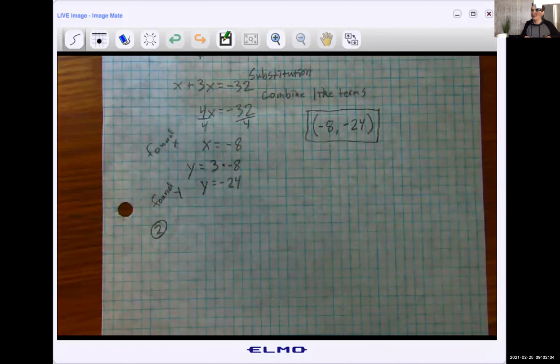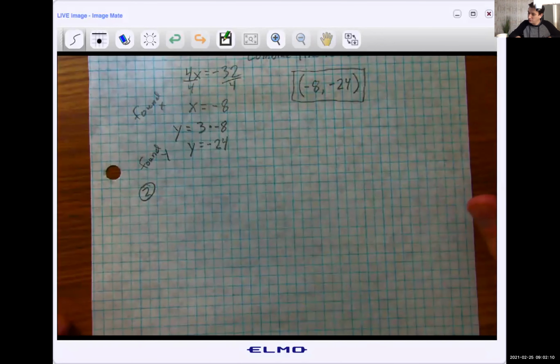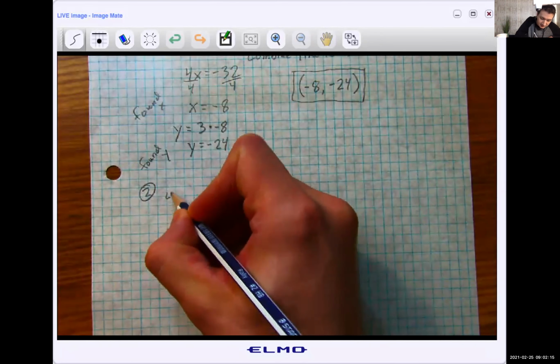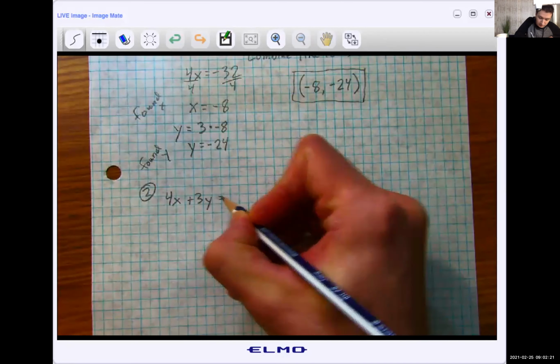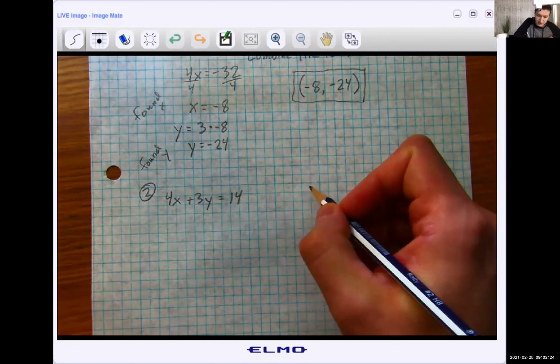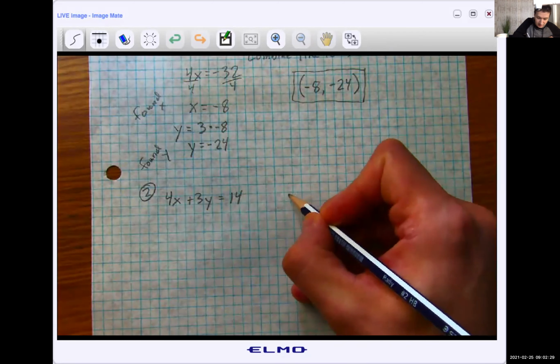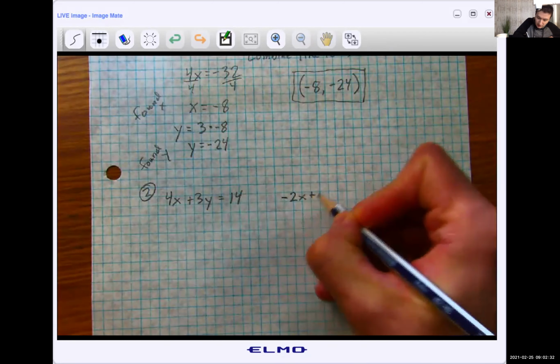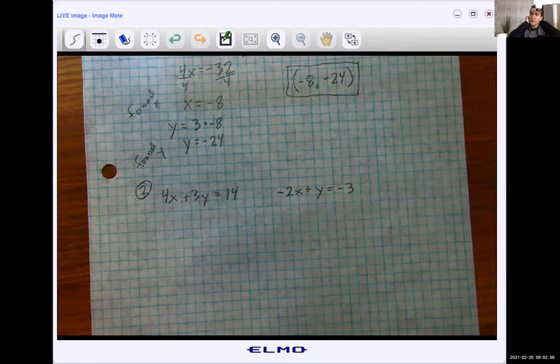So here's problem 2. Let's do a couple standard form ones. Let's go 4x plus 3y equals 14. And then our other equation, I'm going to write the other equation over here this time just so that they're side by side. Negative 2x plus y equals negative 3. So 2 standard form equations. We want to find out where these systems meet, where they both have the same x's and y's.